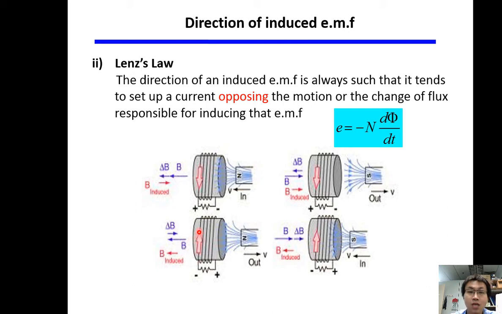How to create it is we use the right hand rule, like this. We will create a magnetic field in this way, to the left, so as to oppose the changes. This is Lenz's law. The same happens to the south pole, in this scenario.